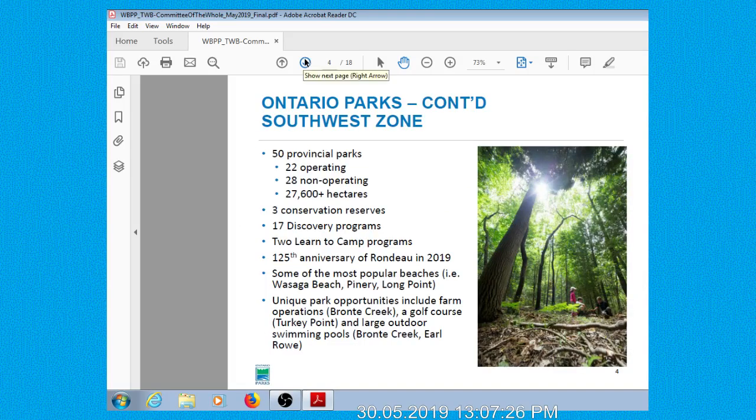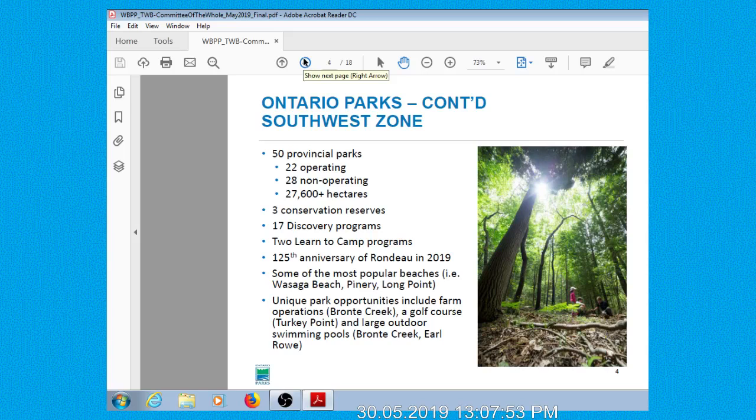So we are part of the southwest zone of Ontario Parks. If you draw a line from about Midland down to Burlington, and then everything down to Windsor and Pelee Island, that's the southwest zone of Ontario Parks. We have about 50 provincial parks, a range of operating and non-operating parks, around 28,000 hectares. We acquired 3 conservation reserves as part of this transition.